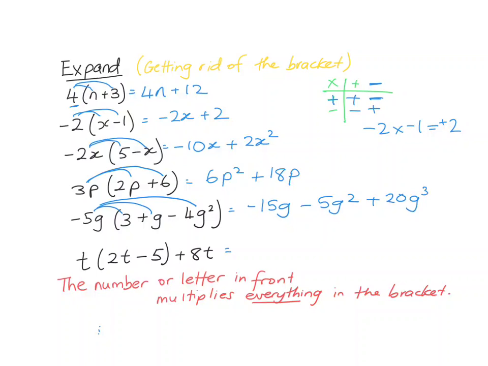And the last example, t times 2t is 2t squared. T times minus 5, minus 5t. And then I still have this adding on 8t at the end. So now we have to simplify this because I've got a minus 5t and an 8t. So that's going to be 2t squared plus 3t's.